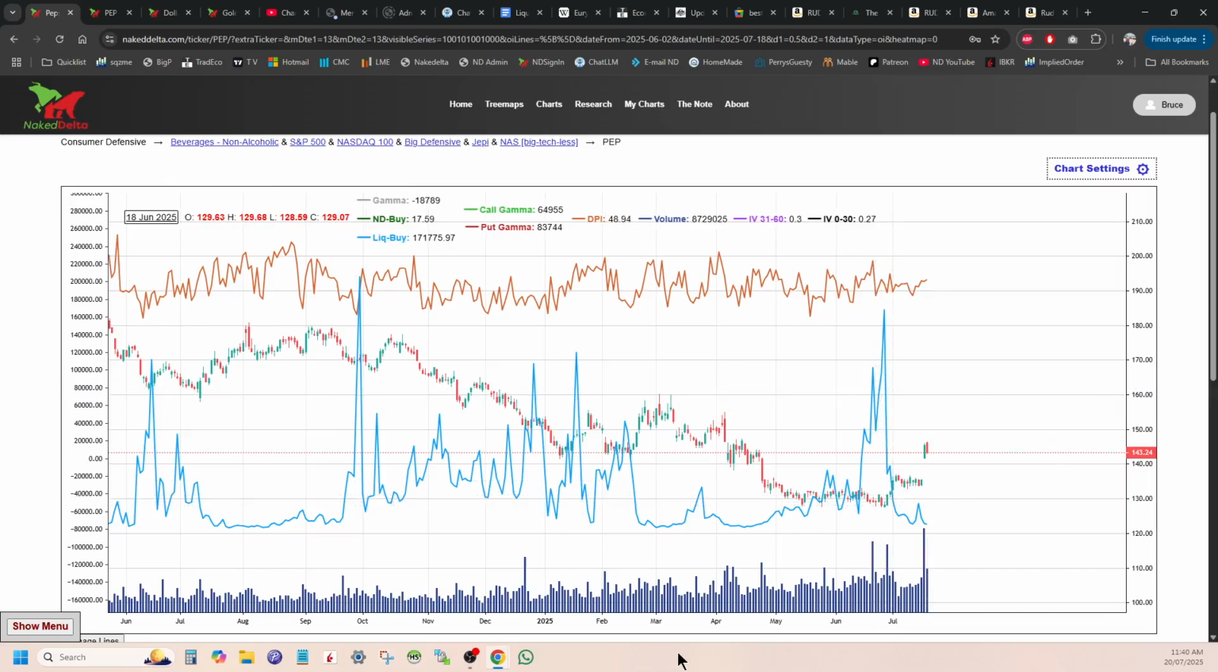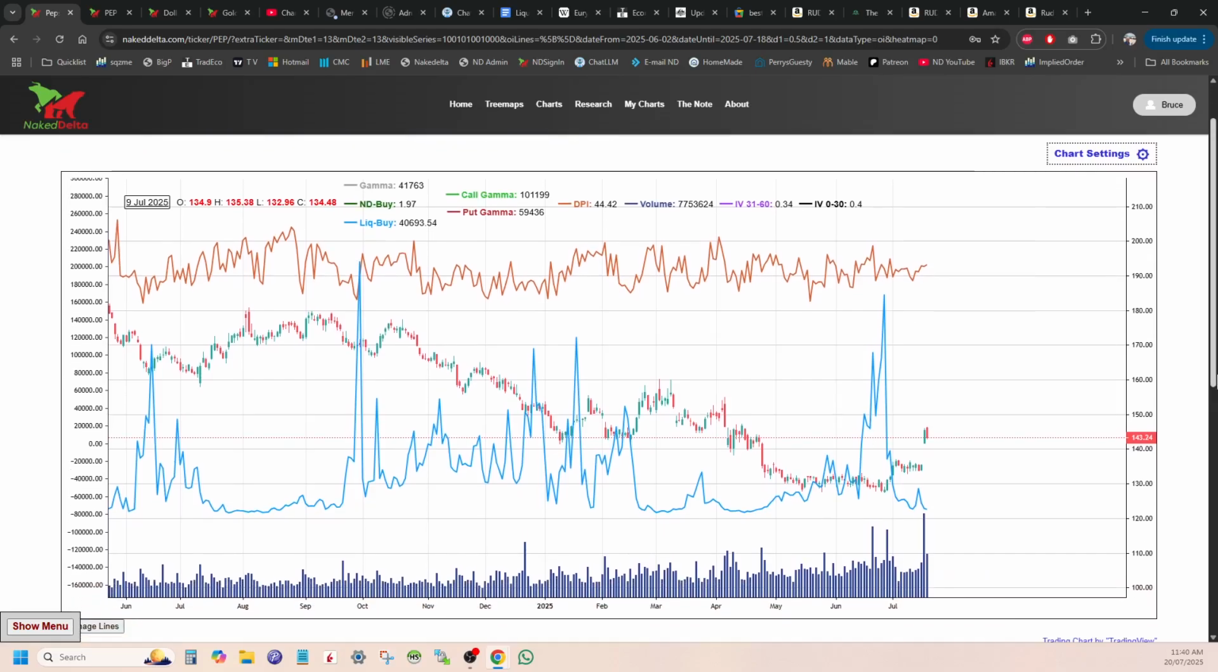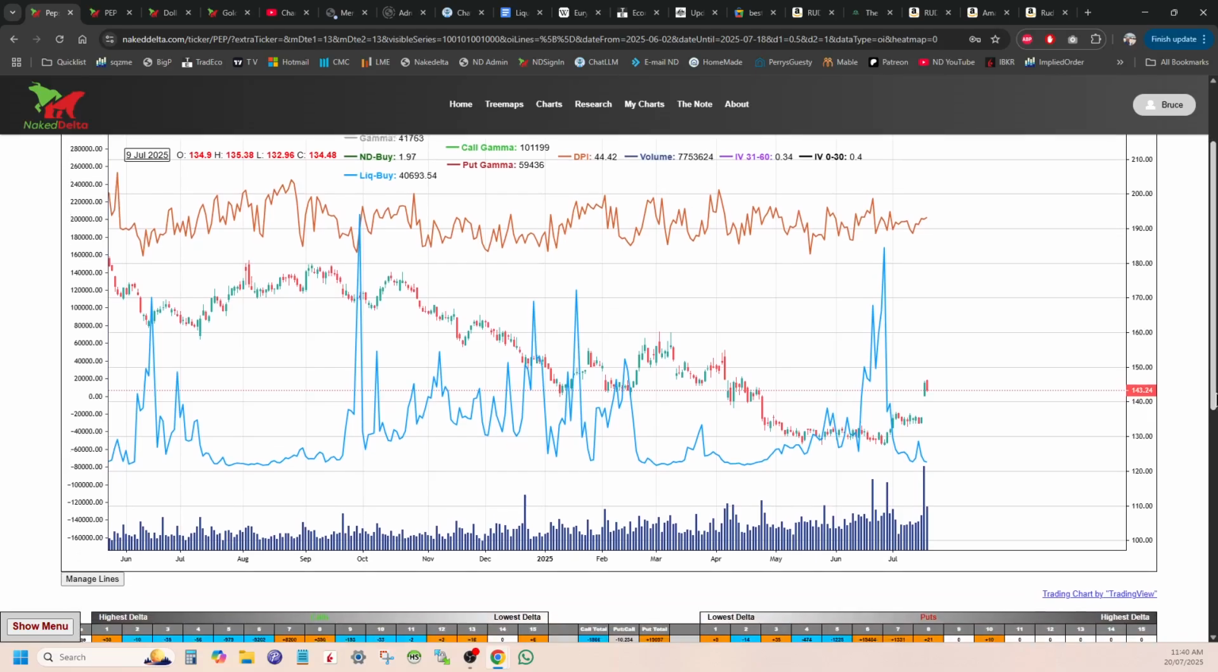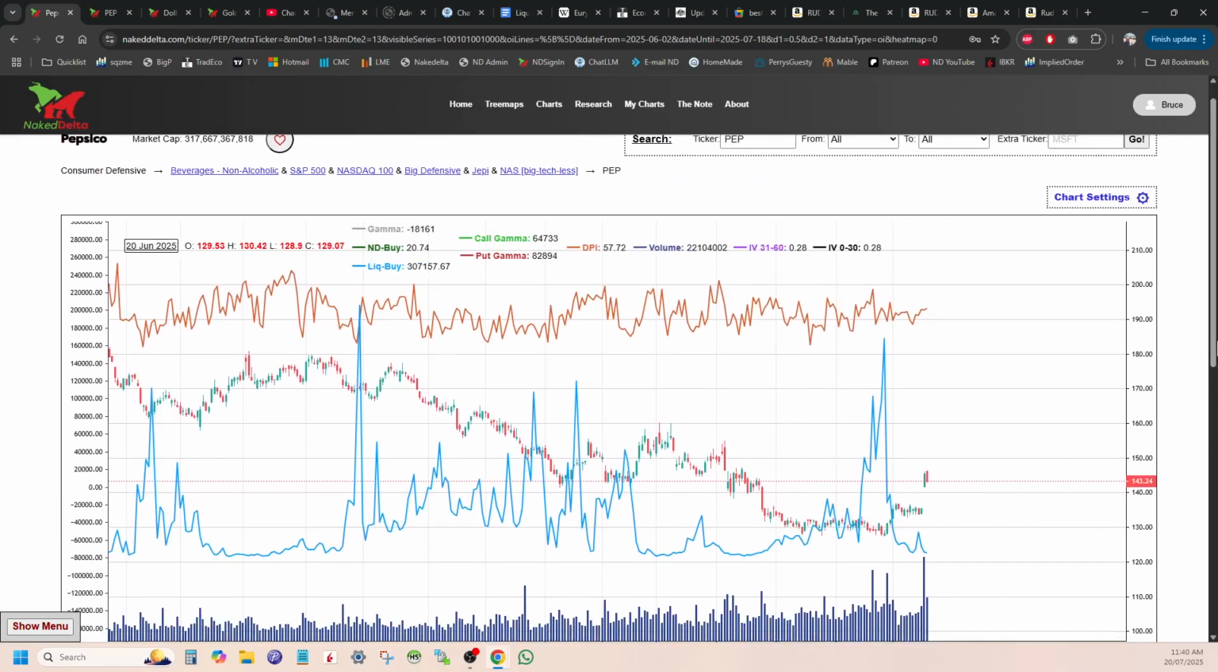Anyway, I hope you've enjoyed this little video of using the three indicators and our open interest, gamma and DPI, as well as our indicators developed with open interest to show us some detail there.